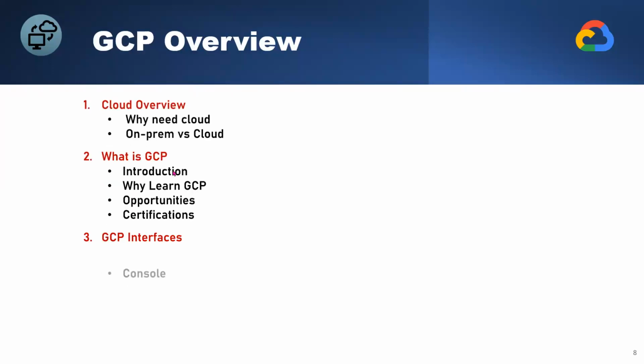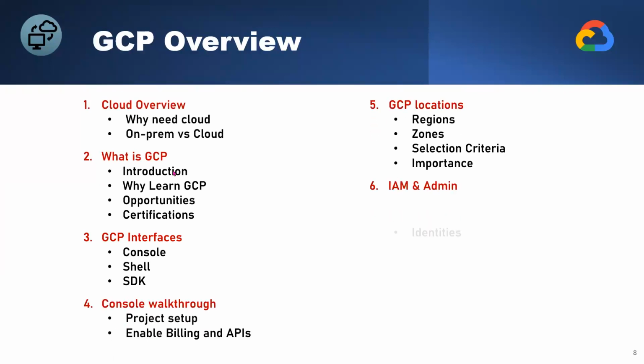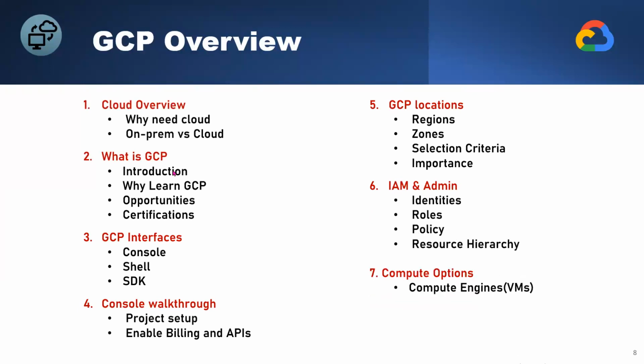So yesterday I told you that we are going to start with these topics. Okay. So today we are going to start with these topics, guys. Cloud overview. One by one, we are going to learn about all of these topics. It takes at least 7 to 8 days for us to complete all of these basic concepts: cloud overview, Google Cloud interfaces, console walkthrough, GCP locations, IAM and admin, compute options. That is the plan.